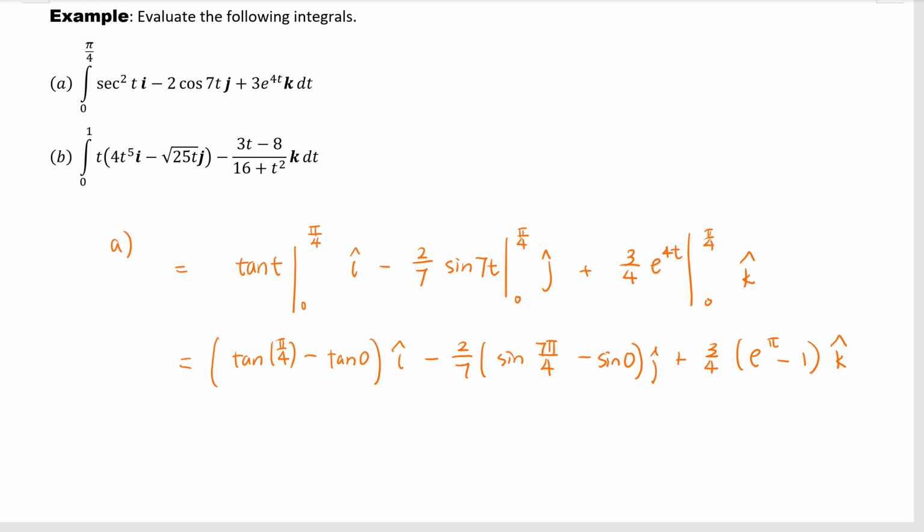And what is tangent pi over 4? At pi over 4 we get 1. I hope you're familiar with those common angle values. And what is tangent 0? It is 0. So 1 minus 0 is 1, so we only get i there. Okay, what is sine 7 pi over 4? Sine right here, 7 pi over 4.